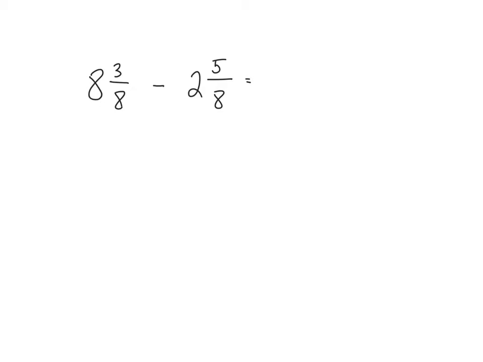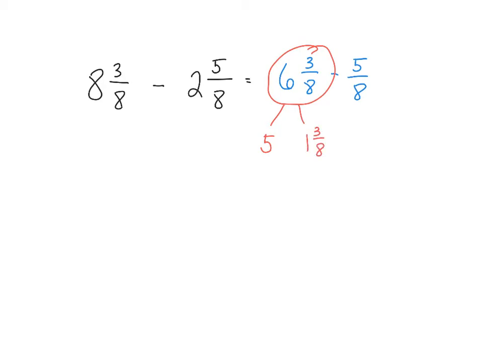8 3/8 take away 2 5/8. So let's look at the wholes of 8 and 2. When we subtract those, we get 6 3/8, and we'll subtract the other fraction of 5/8. So now what we want to do is decompose 6 3/8. We're going to pull 5 wholes out, and we're left with 1 3/8.